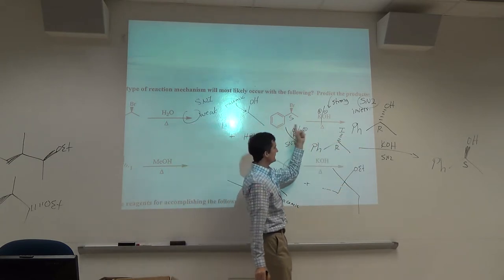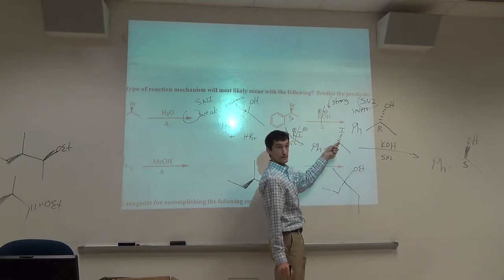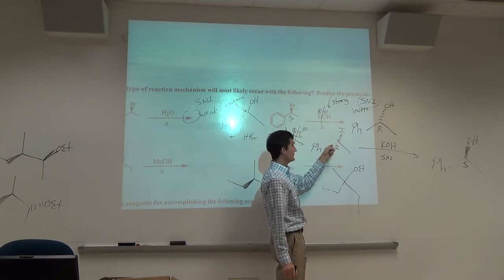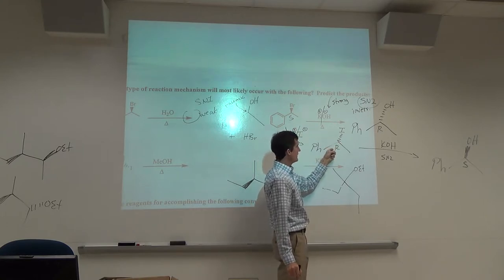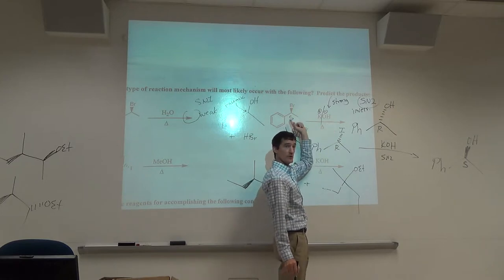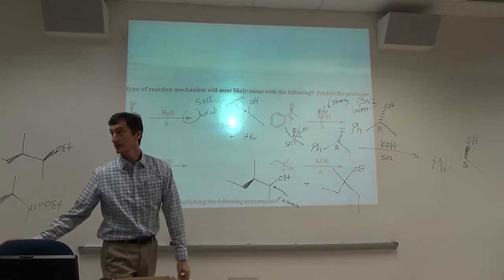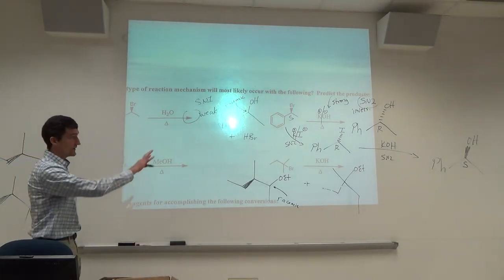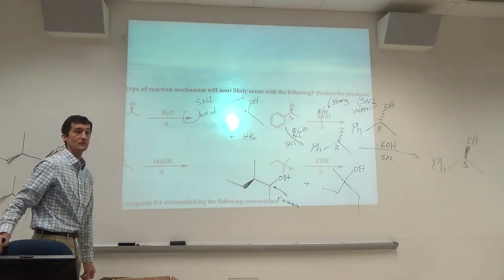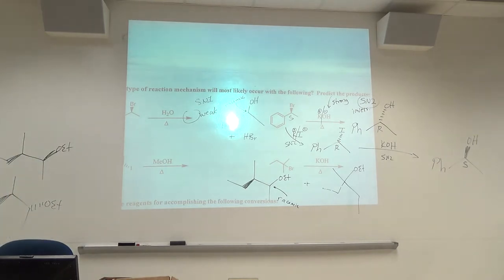Because replacing this with I can be done. Inversion to R. But I is a good leaving group. It's even better than bromine. Now you make your money. All S. Right? You need two inversions.